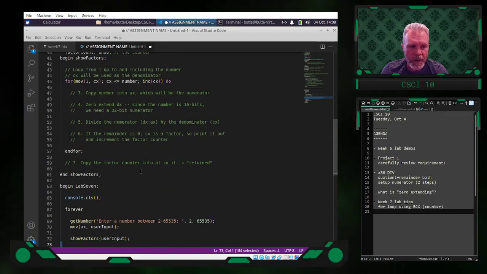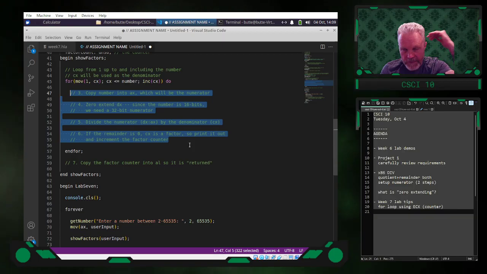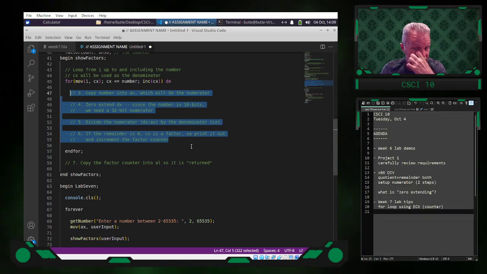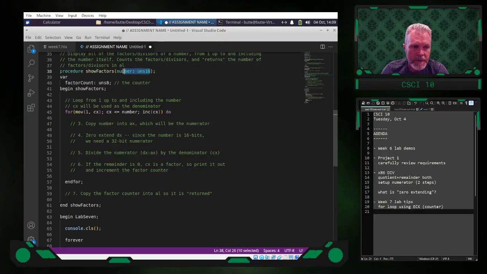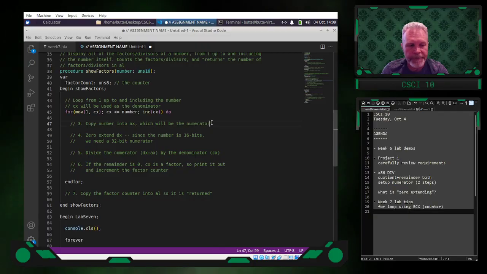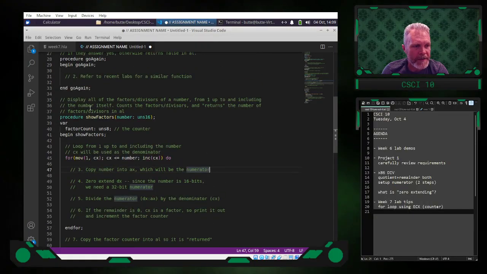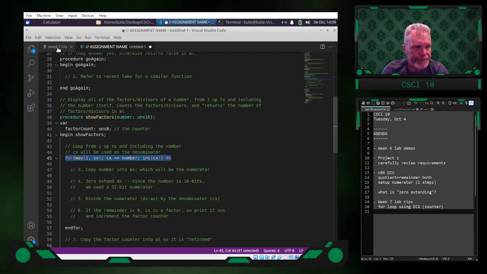So this is a short lab. It gets you to focus mostly on this problem of practicing the setup to do unsigned division on a 16-bit value, which means you're going to have 32 bits of result. Okay, so that's the lab, but I need to tell you about this loop real quick.